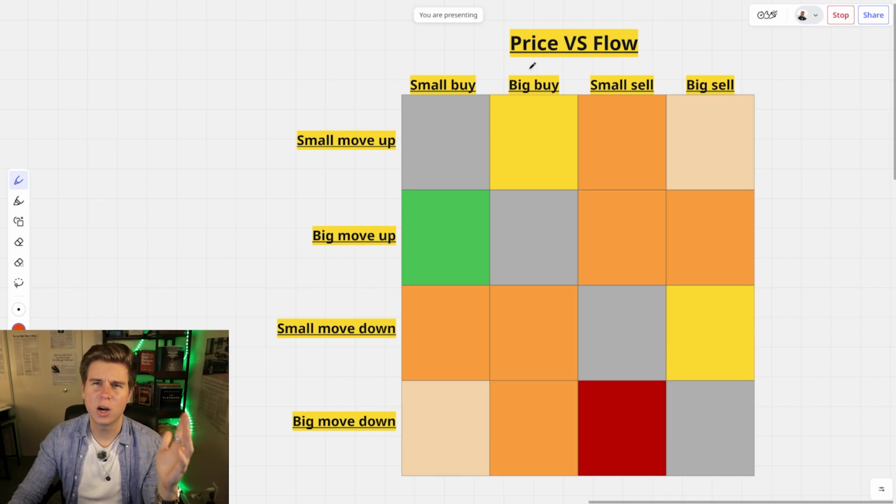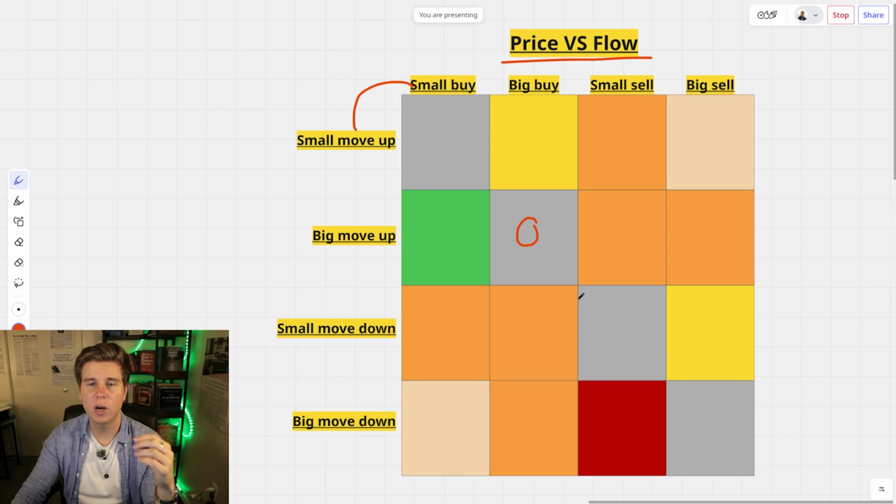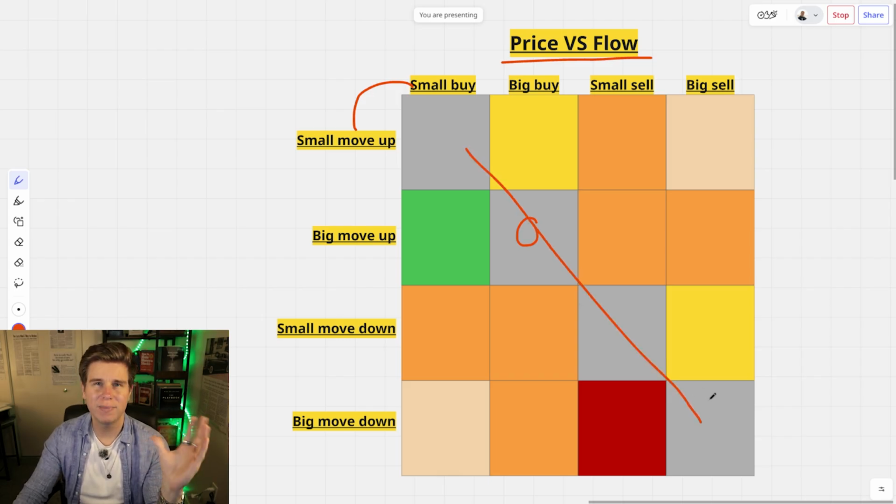Now, if we break this down, there are basically 16 combinations that you can have. We can have a small buy, big buy, small sell, or big sell, and a small move up, big move up, small move down, or big move down, and all of these are combinations. If they're matching, so a small buy is a small move up, a big buy is a big move up, all of these are great. That's kind of common sense. Okay, we got a lot of buying and we moved up a lot. Okay, I guess that makes sense.